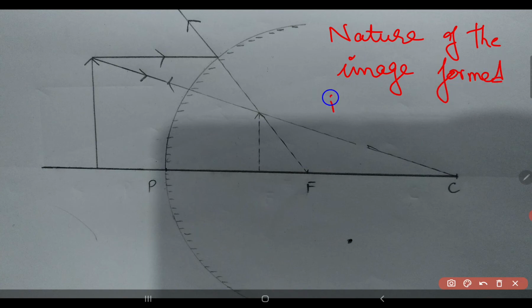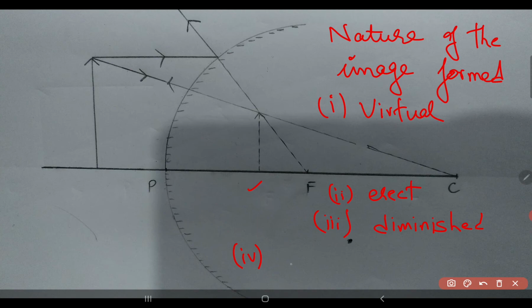Number one, as you can see, it is virtual because it is behind the mirror. Number two, it is erect because it is virtual. Number three, you can see the size, it is small in size, so I can write diminished. And the last one, number four, it is between the pole and the focus, so formed between P and F. I hope this diagram is also clear.